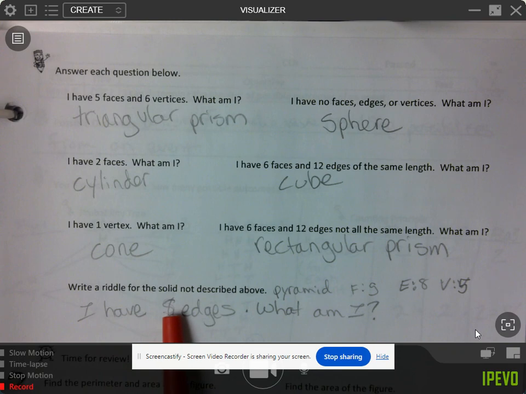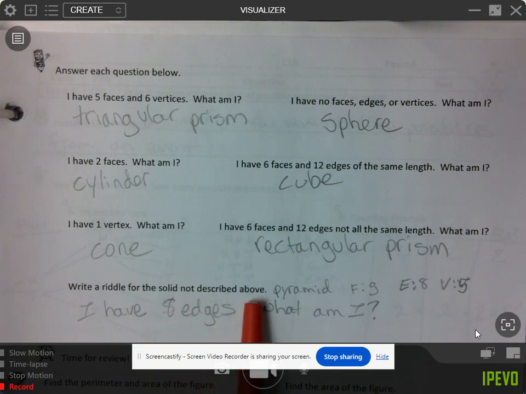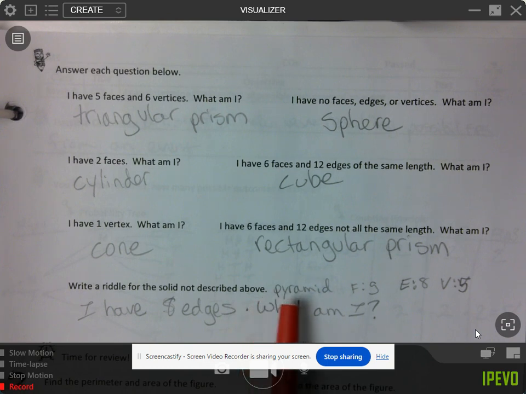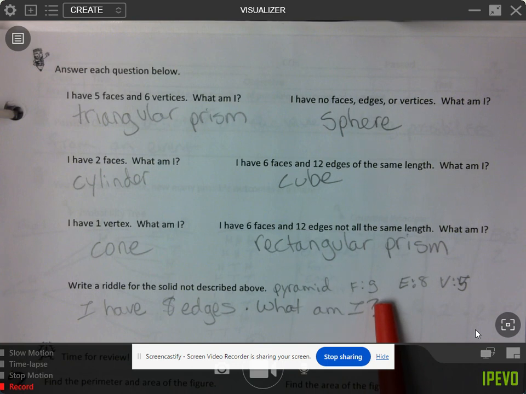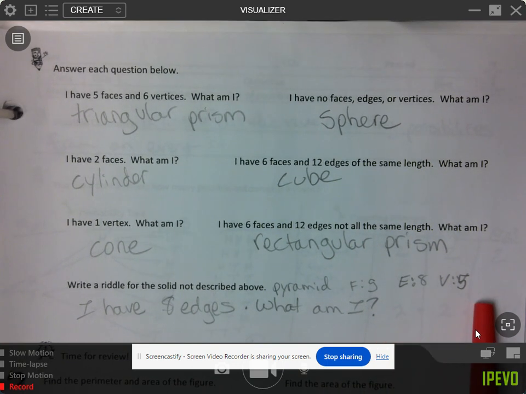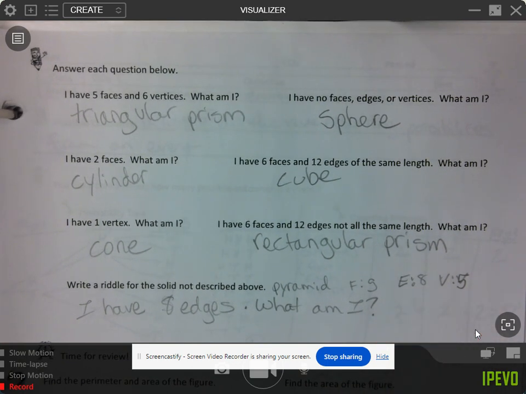Write a riddle for the solid not described above. We learned about 7 different solid shapes. The one not talked about was a pyramid. So the pyramid had 5 faces, 8 edges, and 5 vertices. The riddle I came up with was I have 8 edges. What am I? What are some of the riddles you came up with?